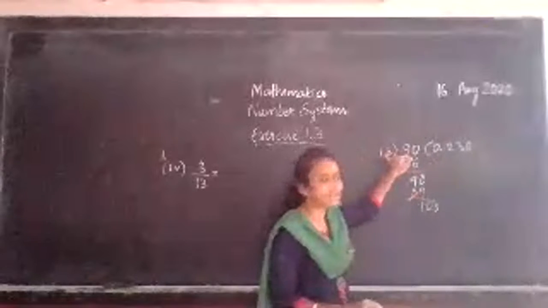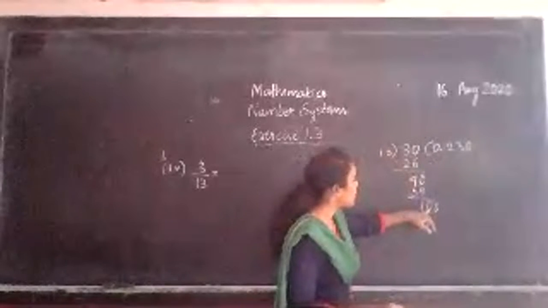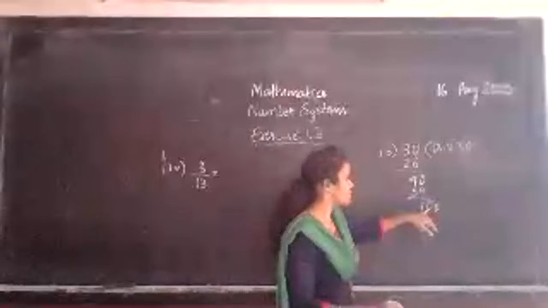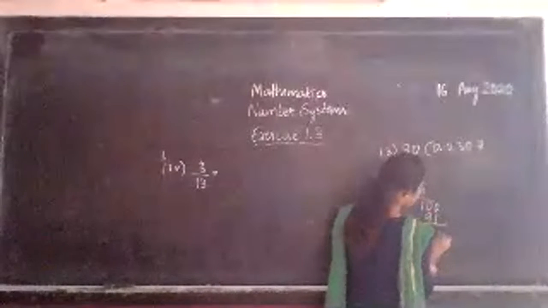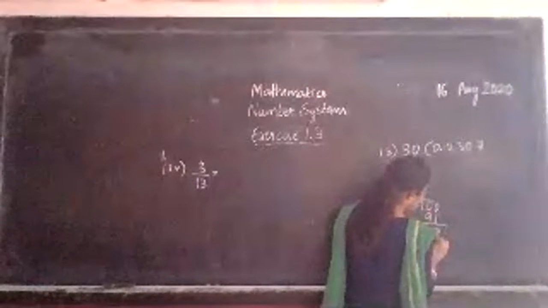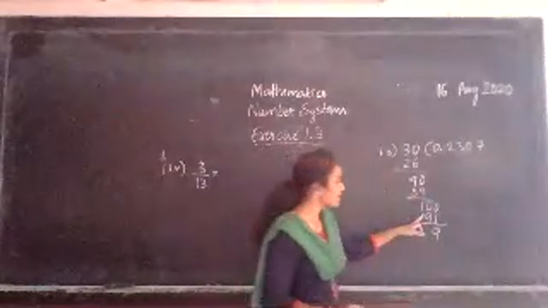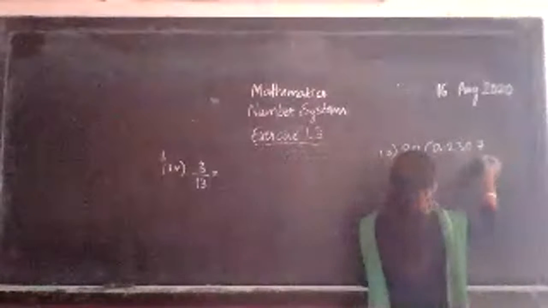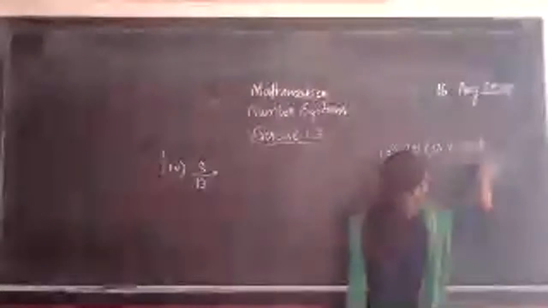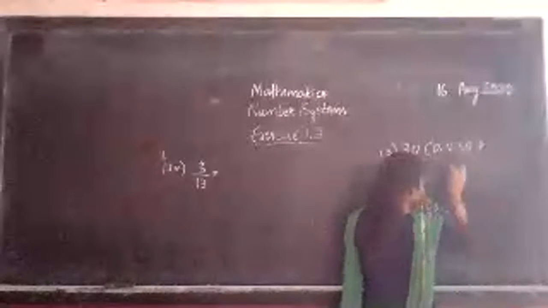So now what did I do? After taking 0 here, now 91. 13 sevens are 91 and there is 9 here. Remainder is 9. So after the remainder, I got 9, I get 13. I put a 0 here because it is already a point.